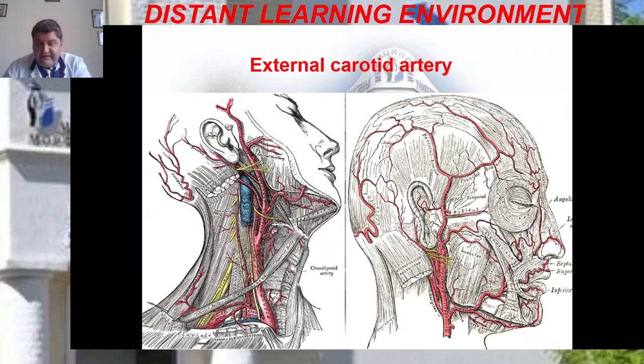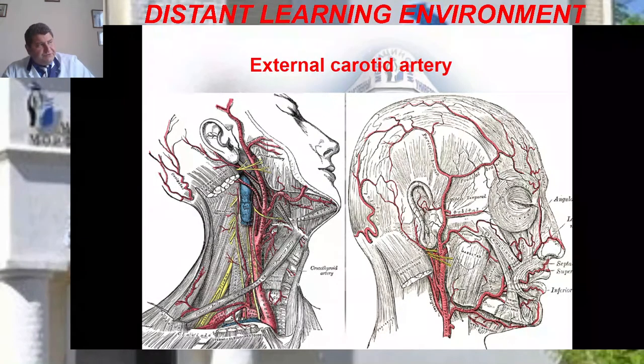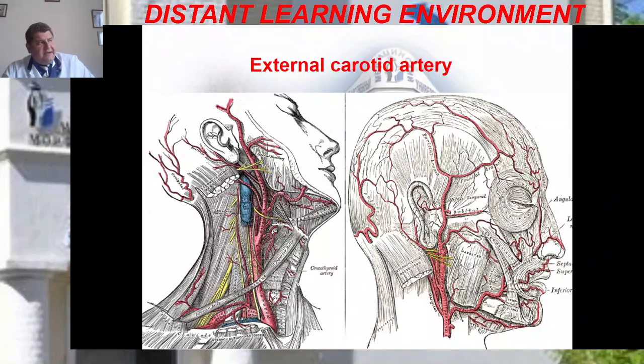and also gives a branch inside the ear to the tympanic cavity, and its branch penetrates through the stylomastoid foramen of the temporal bone, and gives branches to the tympanic cavity and also to the mucous tissue of the tympanic cavity.